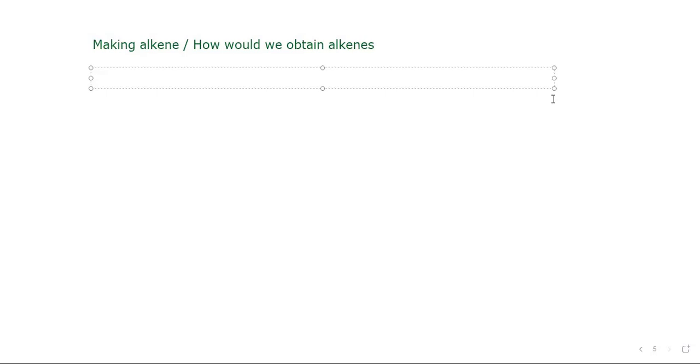So let me remind you again that alkenes can be made. Alkenes are obtained by the cracking of long chain alkanes, right? Any confusion? No.